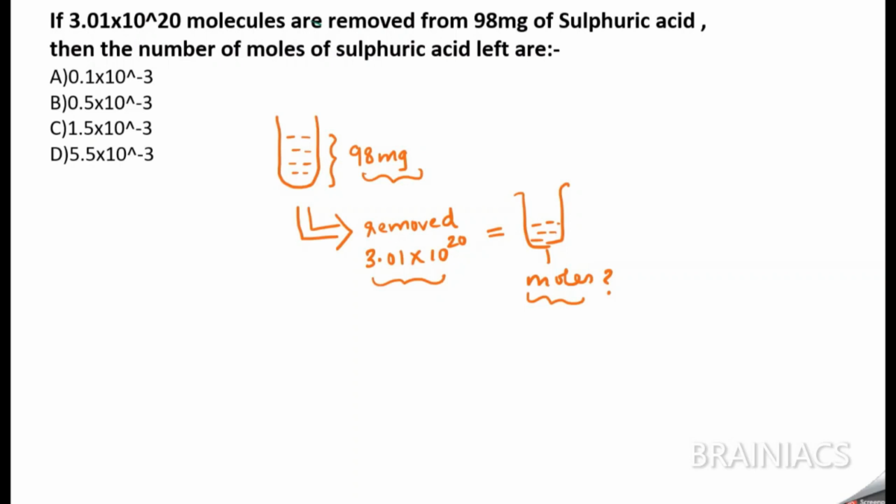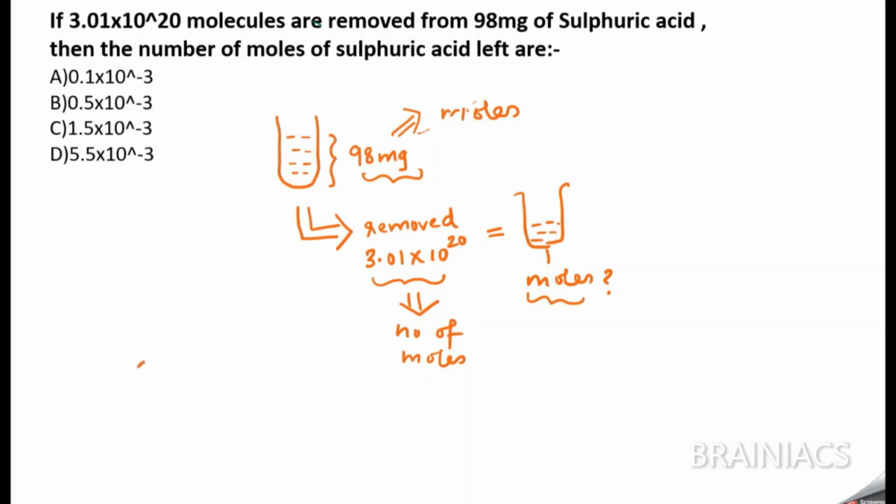So we need to convert this 98 milligram to what? Number of moles, correct? And we want to convert the amount of sulfuric acid that is removed also into number of moles. Then it is easy for us. We can subtract the removed number of moles from the initial number of moles to get the output, correct? So we will now focus on doing that.